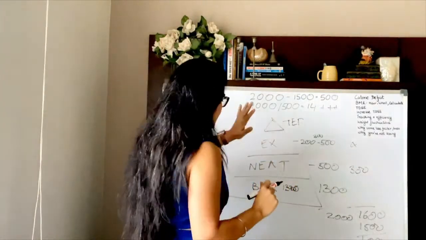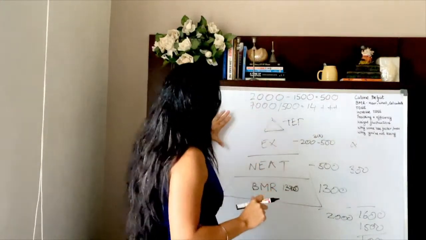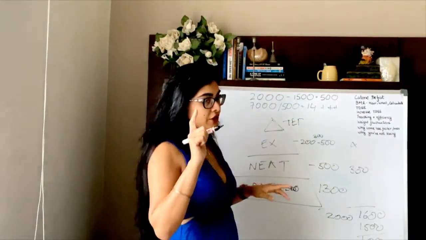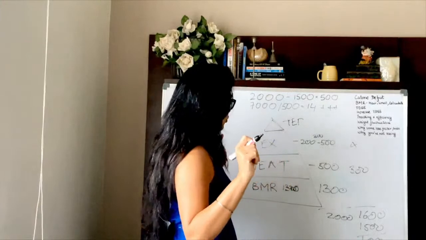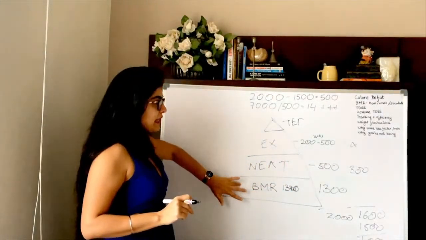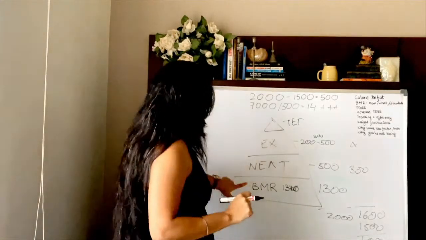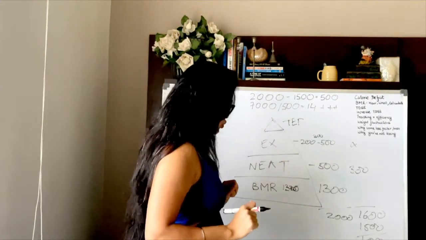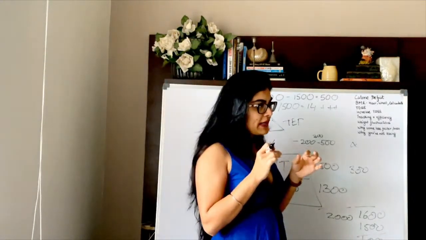Alright. So if you're okay till here, this is how you burn 2000. Now for BMR, check the Harris-Benedict equation for yourself. It won't be completely accurate. But how do we increase BMR? There are multiple ways to do this. Your BMR will depend on multiple things.